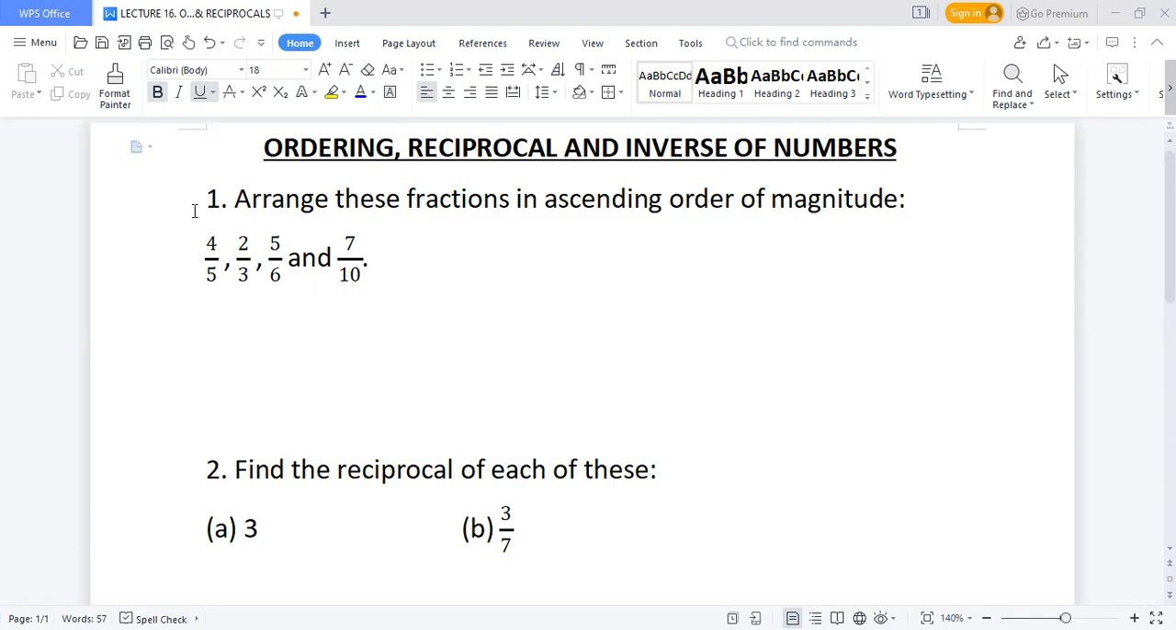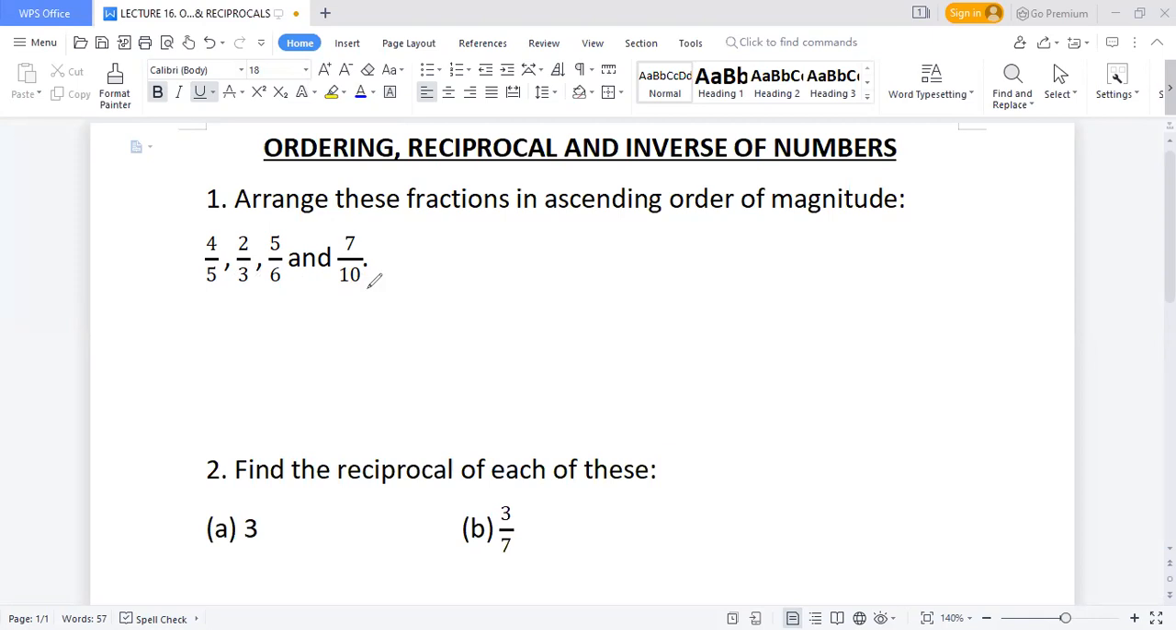So here, number one, we have arranged these fractions in ascending order of magnitude, that is from the smallest to the biggest. In doing this, all we have to do is, let us check, can we find the LCM of the denominators? That is the LCM of 5, 3, 6, and 10. The LCM of these four denominators is 30.